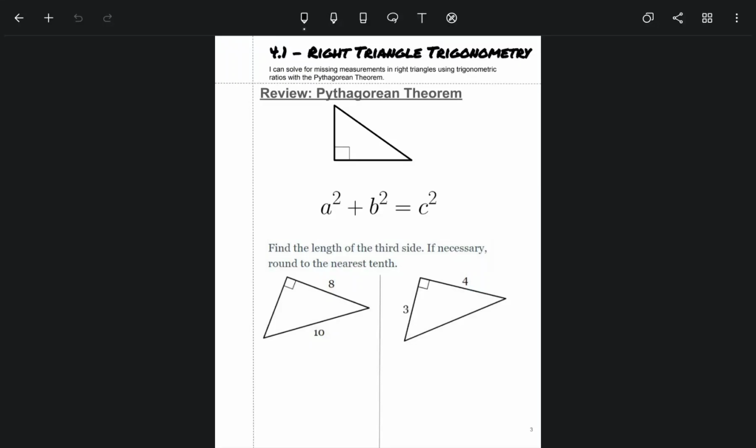Today we are covering Objective 4.1, Right Triangle Trigonometry. The objective is that we can solve for missing measurements in right triangles using trigonometric ratios with the Pythagorean theorem. So we are going to start off with reviewing the Pythagorean theorem.